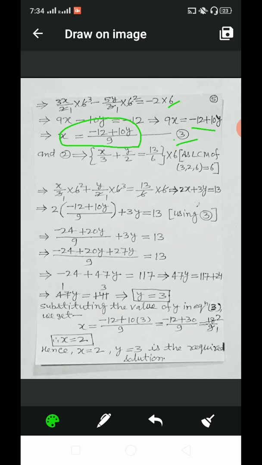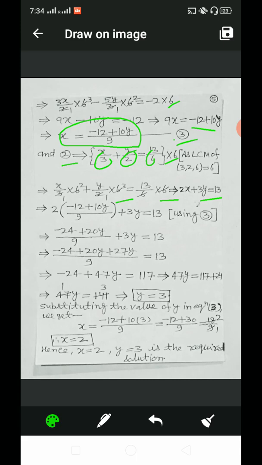From 2 we find the LCM of the denominators of both sides. Here 3 and 2, the LCM is equal to 6, and we multiply by 6 on both sides, we get x by 3 into 6 plus y by 2 into 6 equal to 13 by 6 into 6, and finally we get 2x plus 3y is equal to 13.